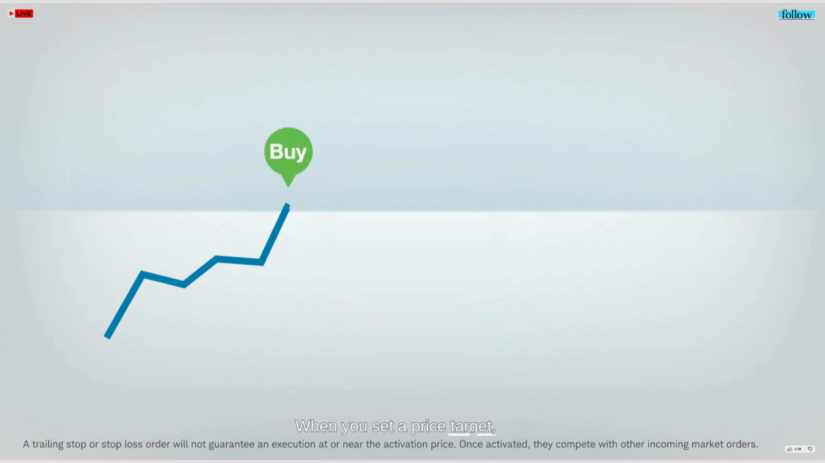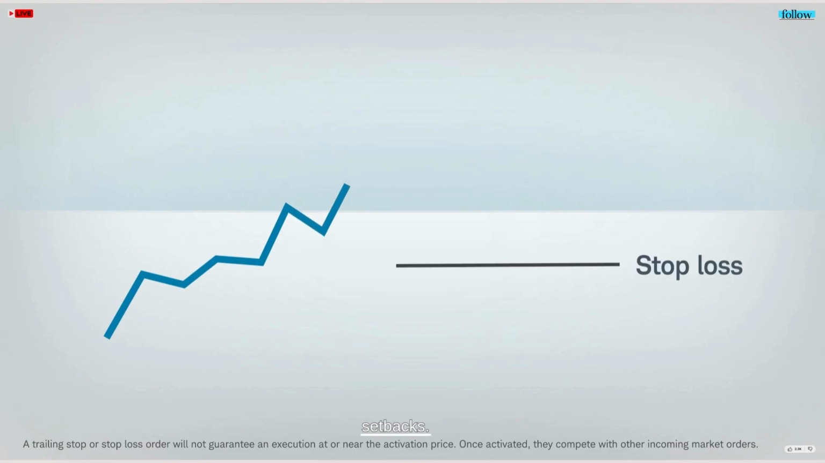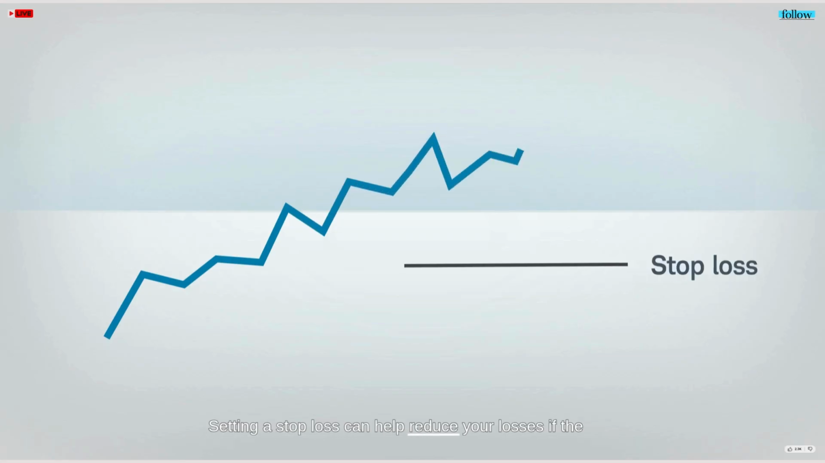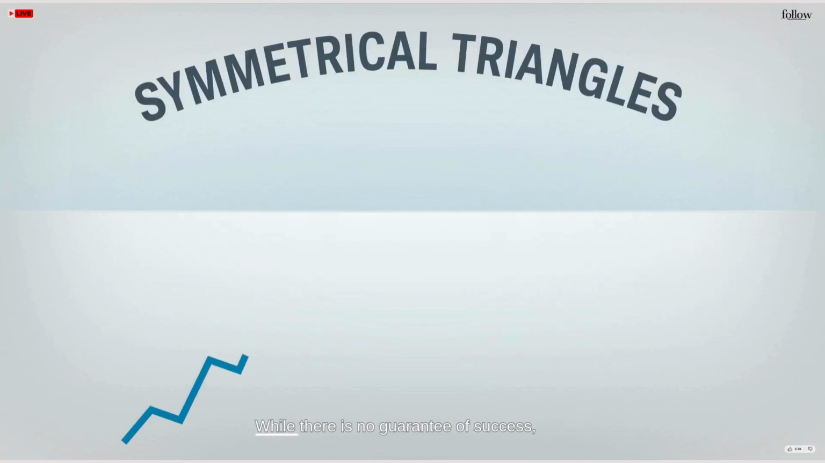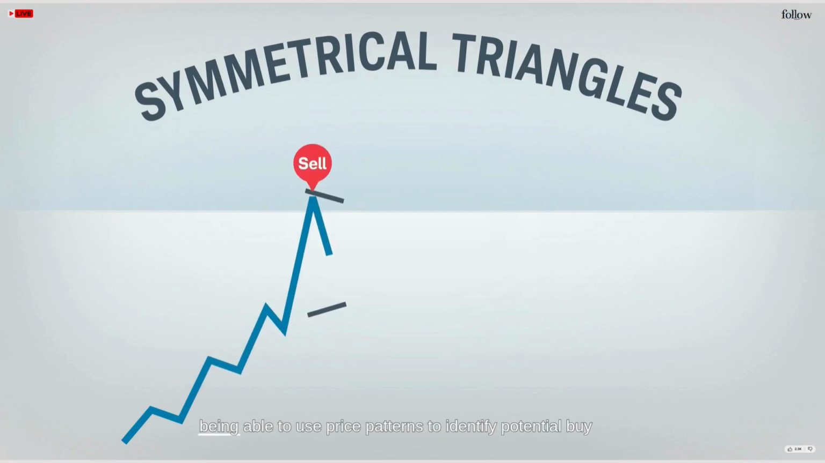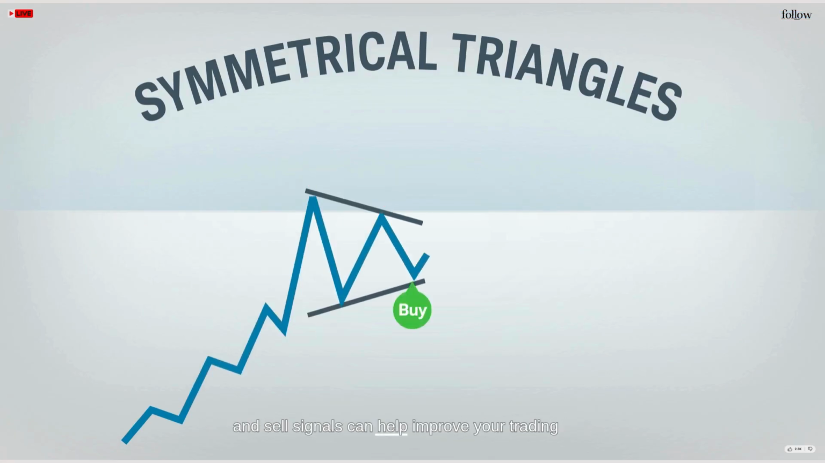When you set a price target, many traders use a stop loss to help protect against setbacks. Setting a stop loss can help reduce your losses if the stock breaks in an unexpected direction or if the breakout proves to be false. While there is no guarantee of success, being able to use price patterns to identify potential buy and sell signals can help improve your trading.